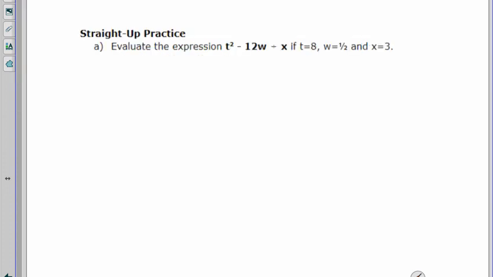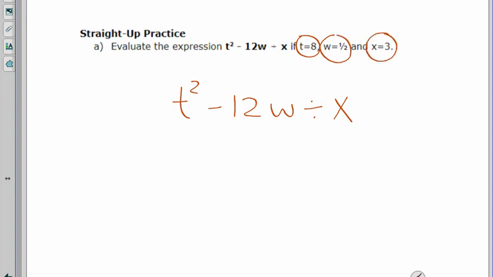All right, here's some straight up practice. We want to evaluate the expression t squared minus 12w divided by x. What? 3 variables? Don't panic. They tell you what they are. T is 8, w is a half, x is 3. So just change those to the numbers they told you.